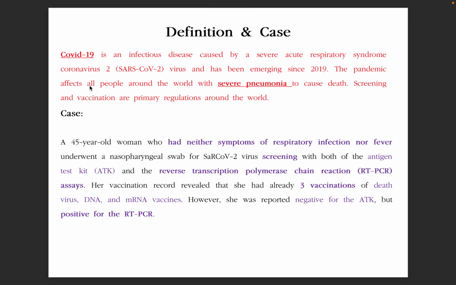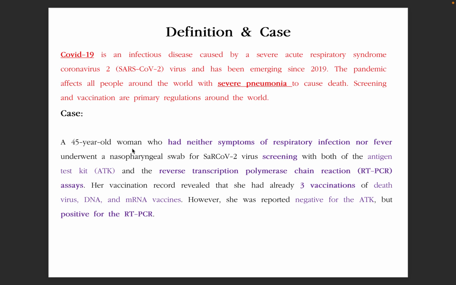COVID-19 is currently well known as an infectious disease caused by the severe acute respiratory syndrome coronavirus 2 virus, or SARS-CoV-2 virus. Its emergence began in 2019. That's why its name is 19. The pandemic affects all people around the world with severe pneumonia, which is a cause of death. Screening and vaccination are primary regulations around the world.